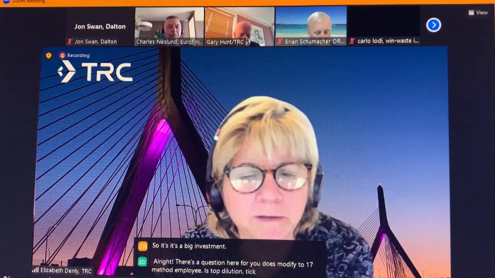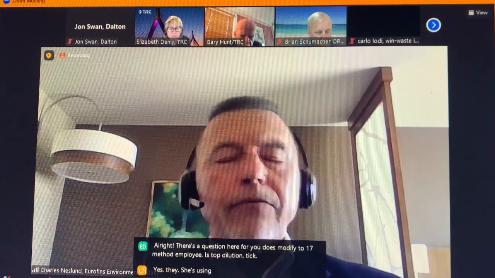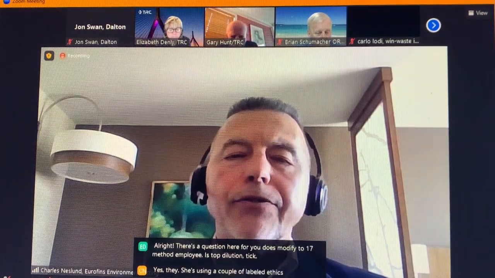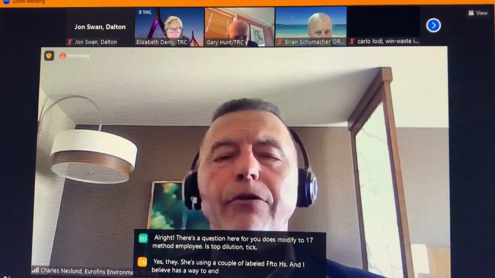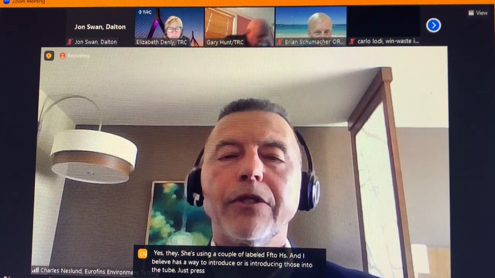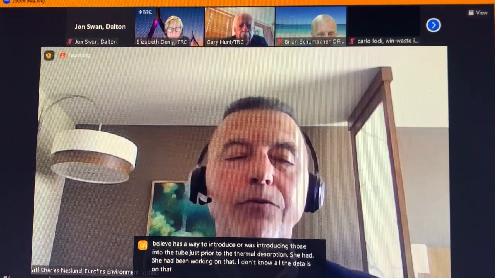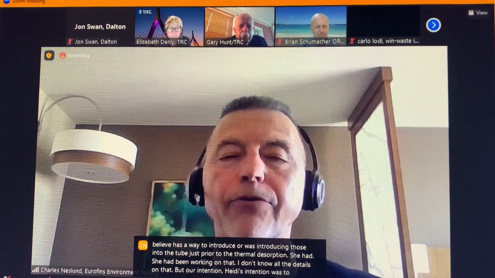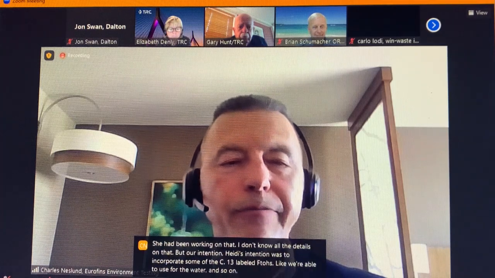Yeah. There's a question here for you. Does the modified TO-17 method employ an isotope dilution technique? Yes, she's using a couple of labeled FTOHs, and is introducing those into the tube just prior to the thermal desorption. She had been working on that. I don't know all the details, but Heidi's intention was to incorporate some of those C13 labeled FTOHs like we're able to use for the water and soil analysis.